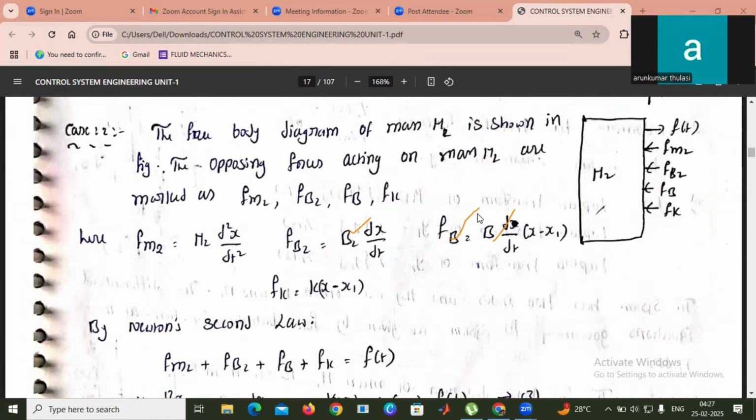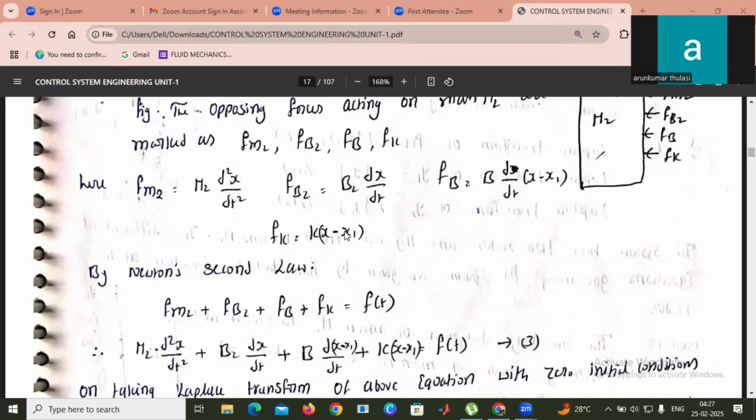We'll see the differential form of all the forces. We have the four opposing forces. Here, Fm2 we can represent as m2 into d square x by dt square. Fb2 is equal to b2 into dx by dt. Fb is equal to b into d by dt of (x minus x1), and Fk equals k into (x minus x1). So these two elements are common for both m1 and m2, so both displacements are experienced, as we already saw in case one.